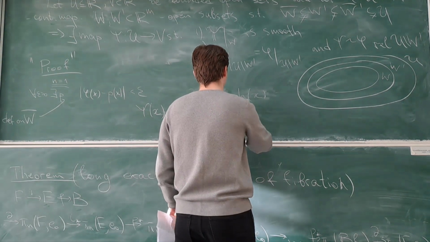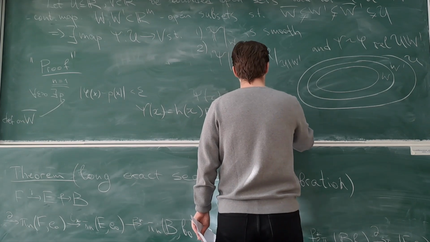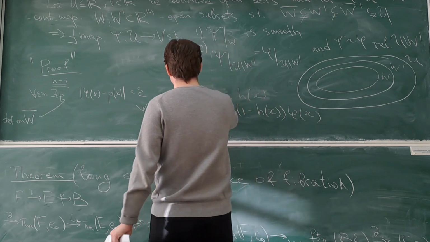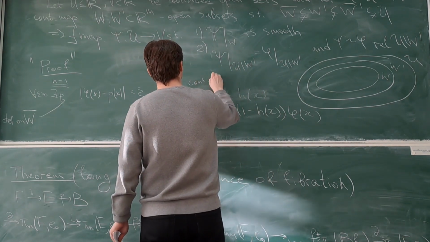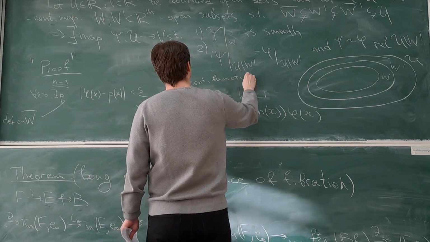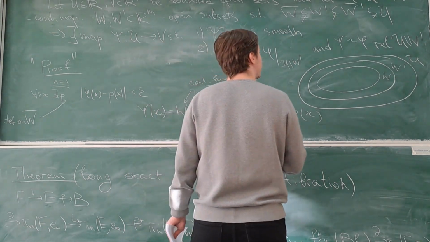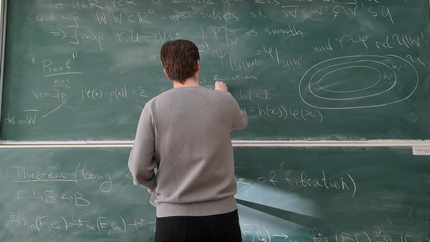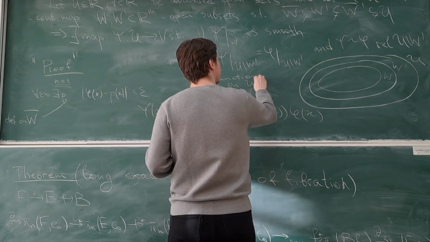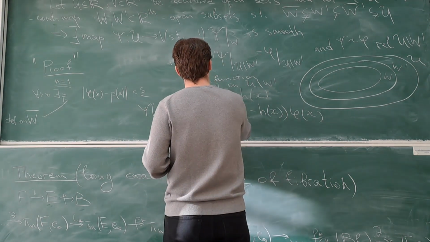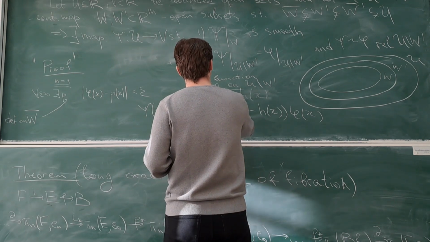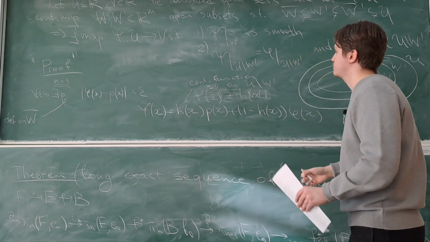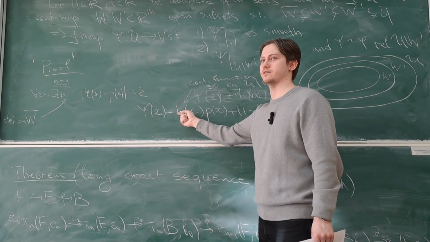And then I will write here 1 minus h of x, comma phi, I call it. Here h is a continuous function which should be 0 on the complement of W prime, and it should be equal to 1 on W. Of course, you can always construct such a function.